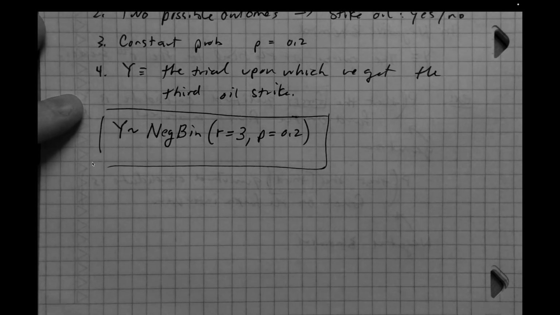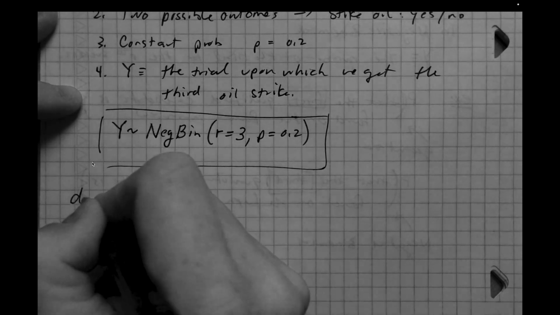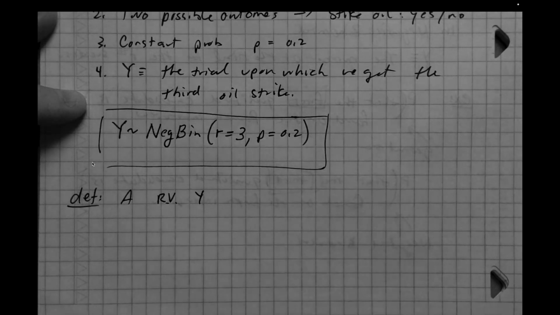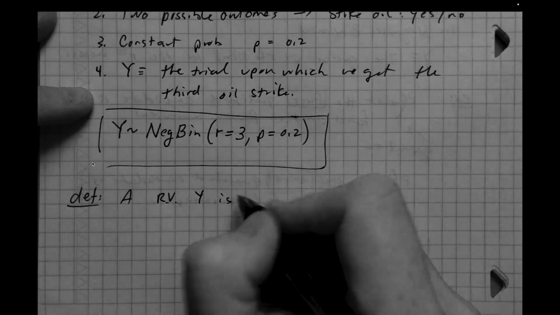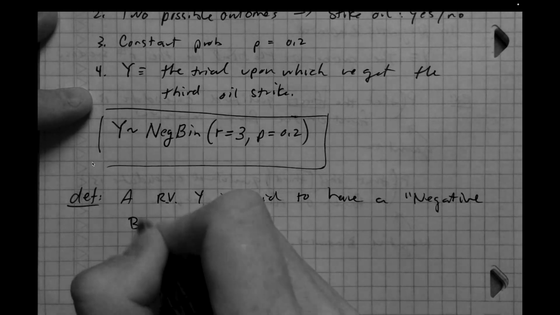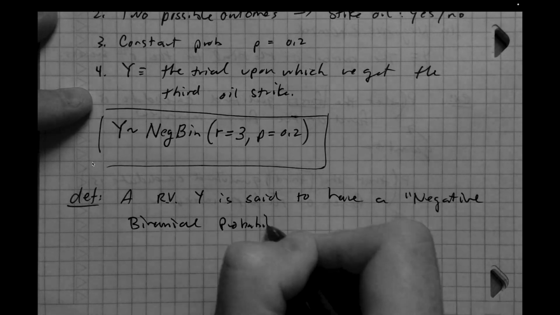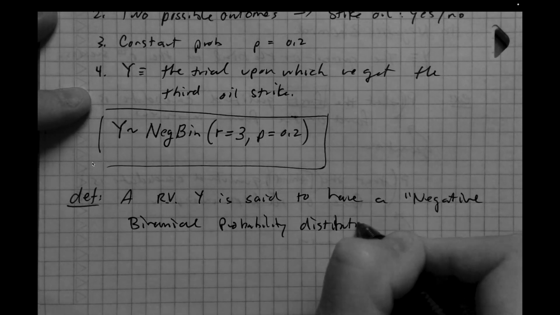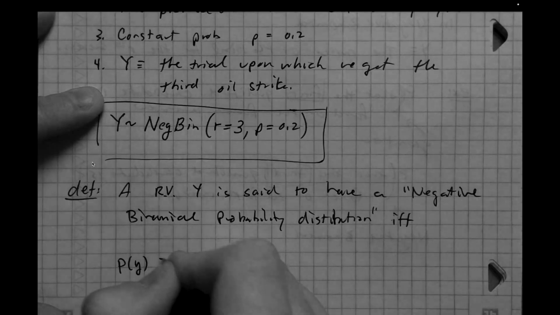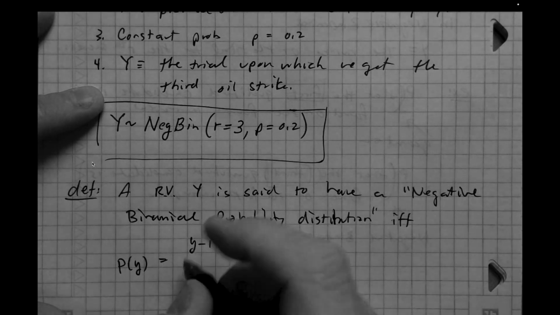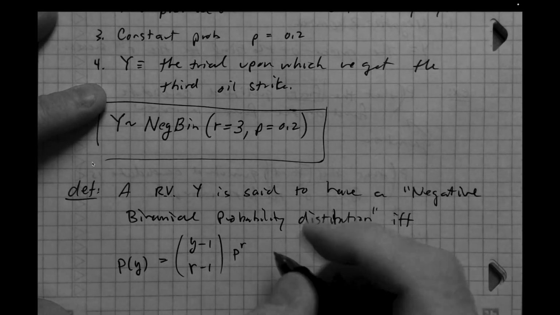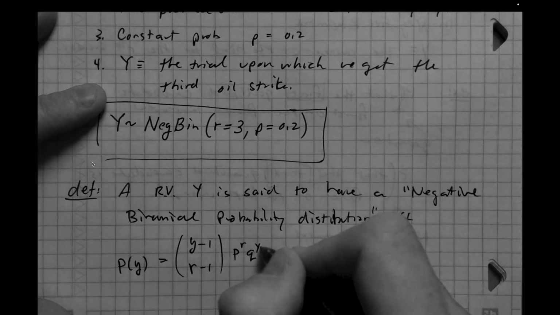All right, so now let's go ahead and define the negative binomial. What does the probability distribution look like? A random variable y is said to have a negative binomial probability distribution if and only if the probability of y is equal to (y minus 1) choose (r minus 1), that familiar choose function, and then p to the r power times q to the y minus r power.